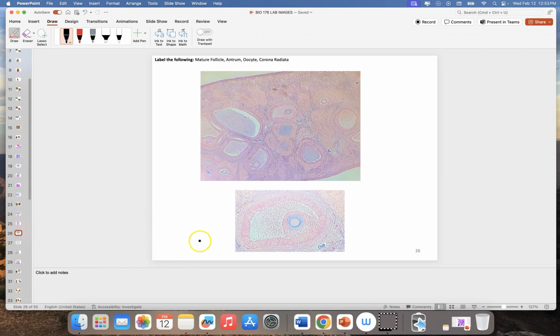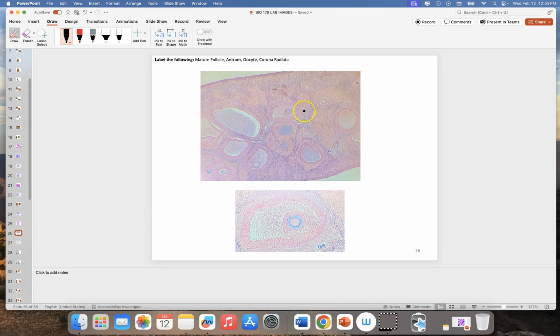When we are looking for a mature follicle, we want to go ahead and find a large follicle that is going to contain a large, fluid-filled chamber known as the antrum. If we are taking a look up here, this gives us a broader view of the ovary. We can see several different follicles here if we take a look.